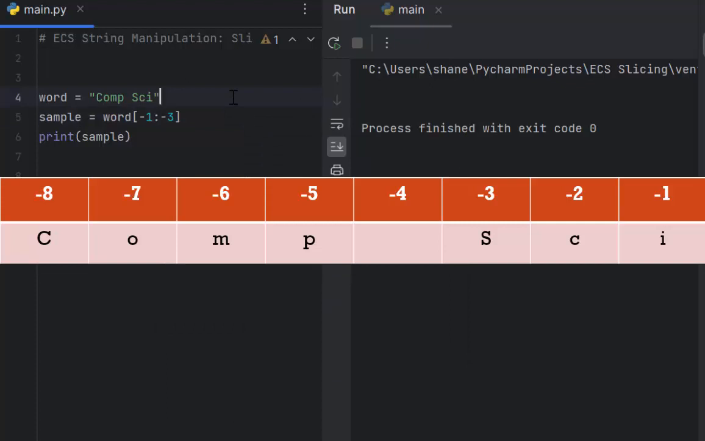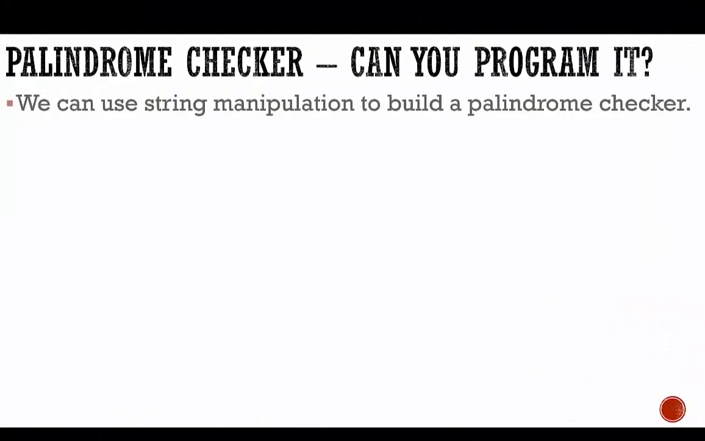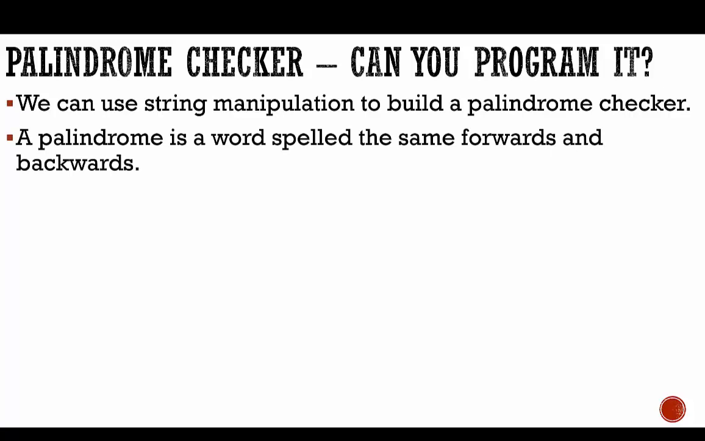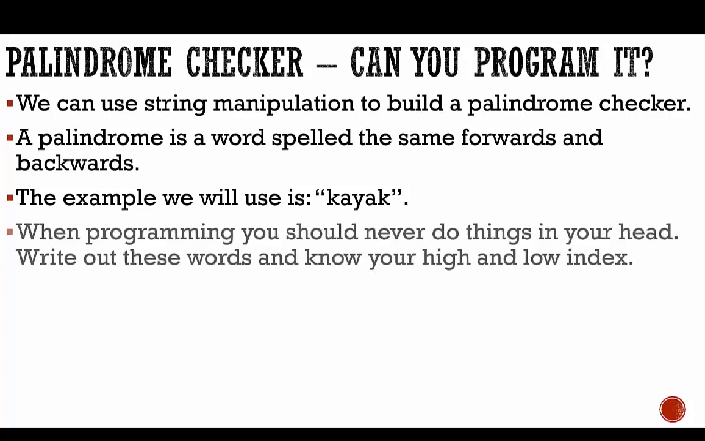Now what we're going to do is take our string manipulation and tie it all together in a programming project. Let's take a look at the programming project overview so we know what to program. To tie everything together, we can use string manipulation to build a palindrome checker. A palindrome is a word spelled the same forwards and backwards. The example we're going to use is kayak.